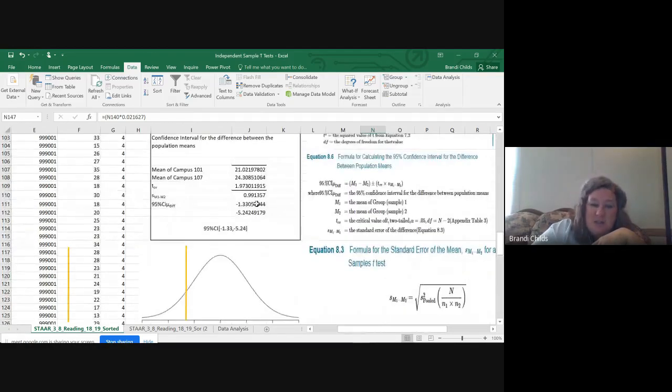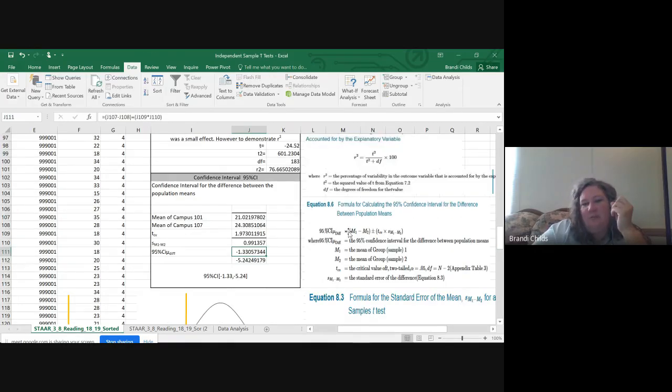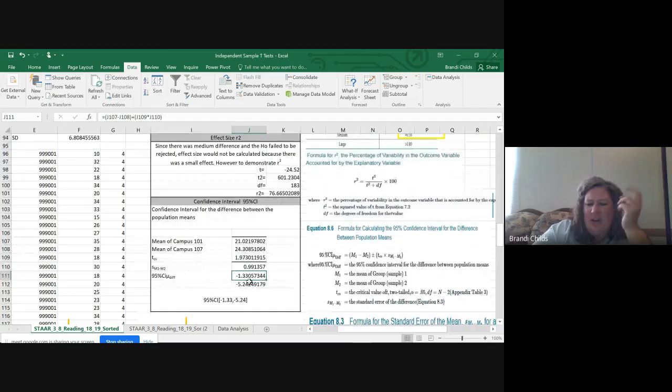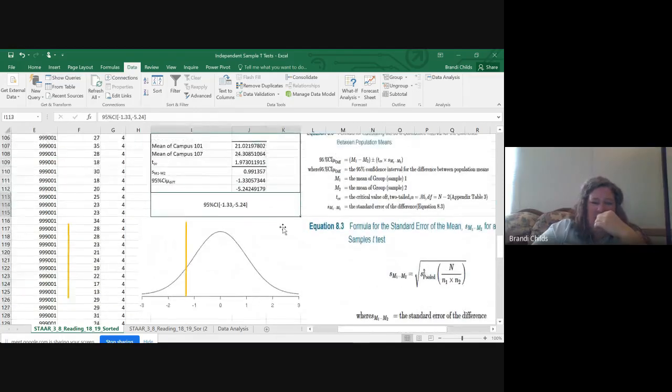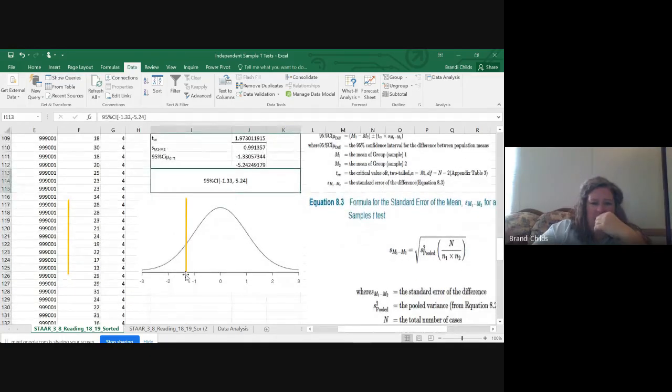So once you get that number right here, which is the one that's a little bit tricky to get, the standard error of the mean, these other numbers you already have. So then you're just simply putting them in the formula. Here's your formula. You're going to have 2 because one you're going to add on, and the other one's going to be exactly the same, but you subtract. Now, what this does, it gives me that confidence interval of -1.33 to -5.24.